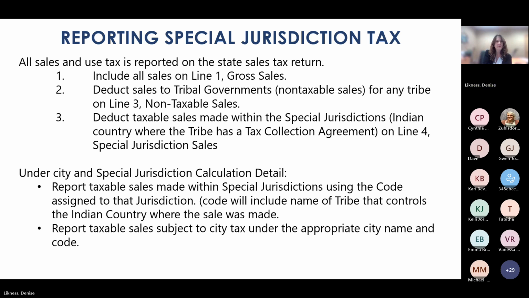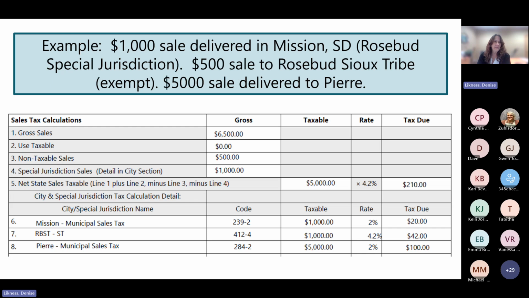So this is the form. See how under the gross sales, there's non-taxable sales, then there's special jurisdiction sales. That's basically the tribal sales, and that's all being deducted. Lines 3 and 4, we're deducting that amount, okay? So then it comes down to the 5,000 with this deduction. The 5,000 is the state tax. So that's 4.2, so that's 210.